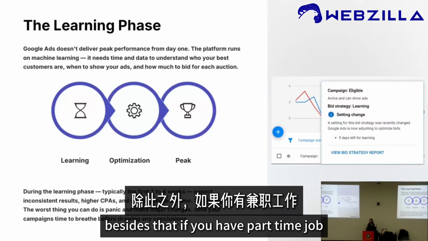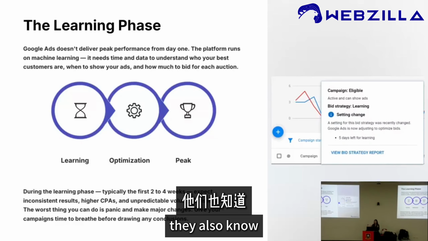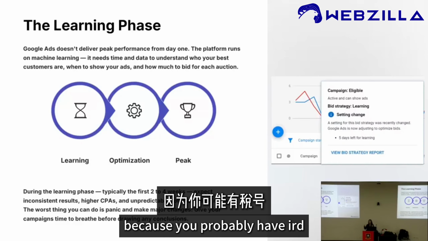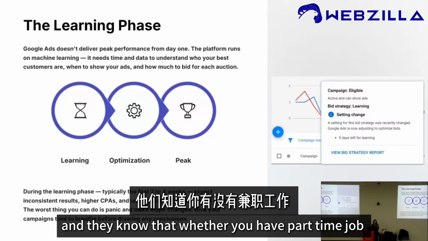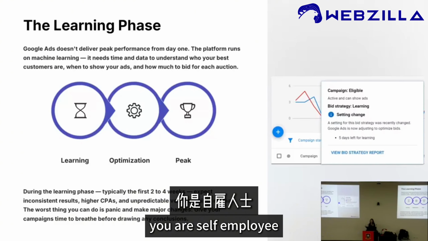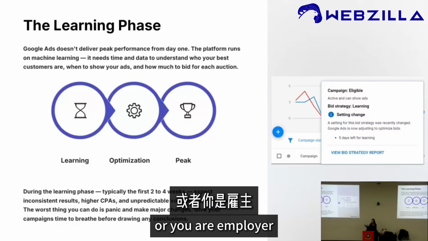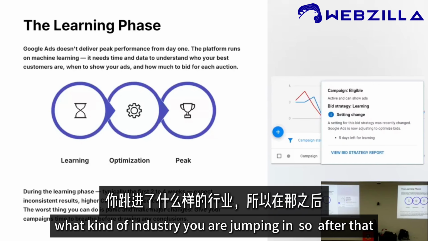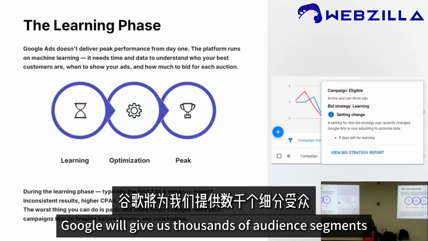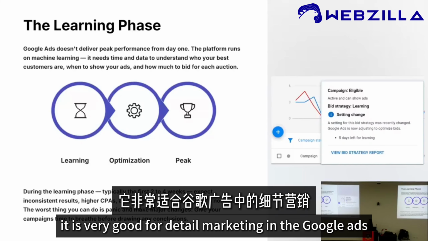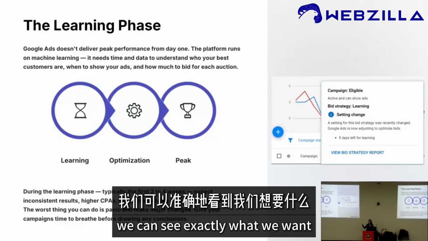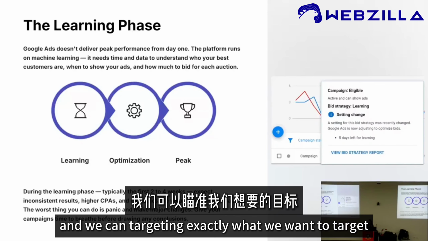Besides that, if you have a part-time job, for example at a coffee shop, they also know. Why is that? Because you probably have an IRD number. They index this kind of information, and they know whether you have a part-time job, are self-employed, or are an employer, and what kind of industry you are in. So after that, Google gives us thousands of audience segments we can choose in Google Ads. It is good for marketing. Probably not good for privacy, but it is very good for detailed marketing in Google Ads. We can see exactly what we want and target exactly what we want to target.